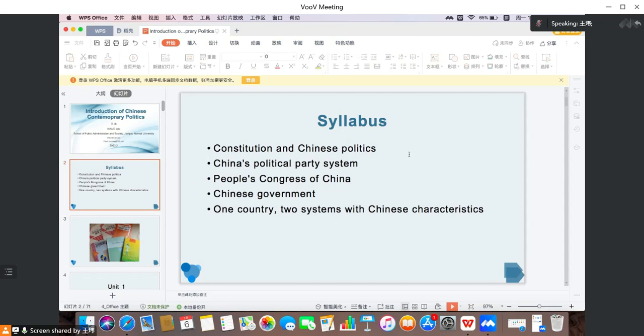But if not in a big war, we know the 2 sessions, especially the National People's Congress, will be held every March, and all the representatives will gather in Beijing to discuss the political issues.